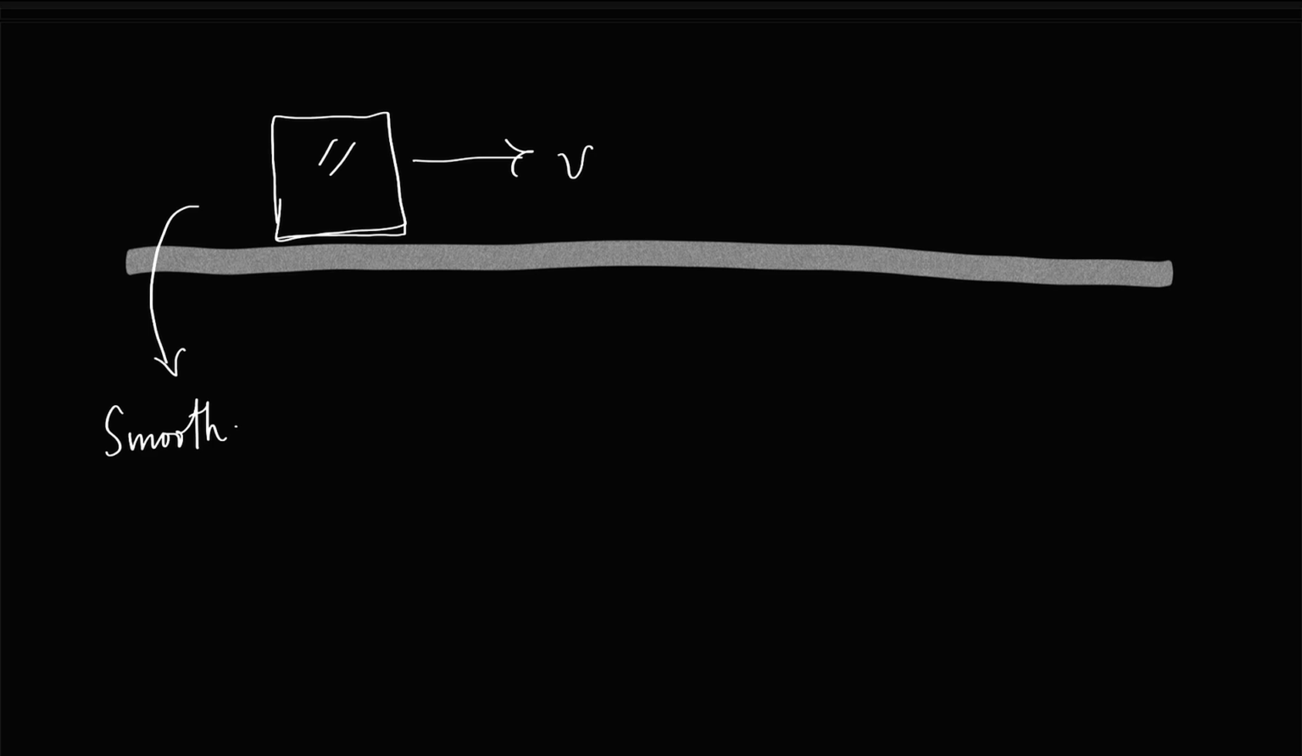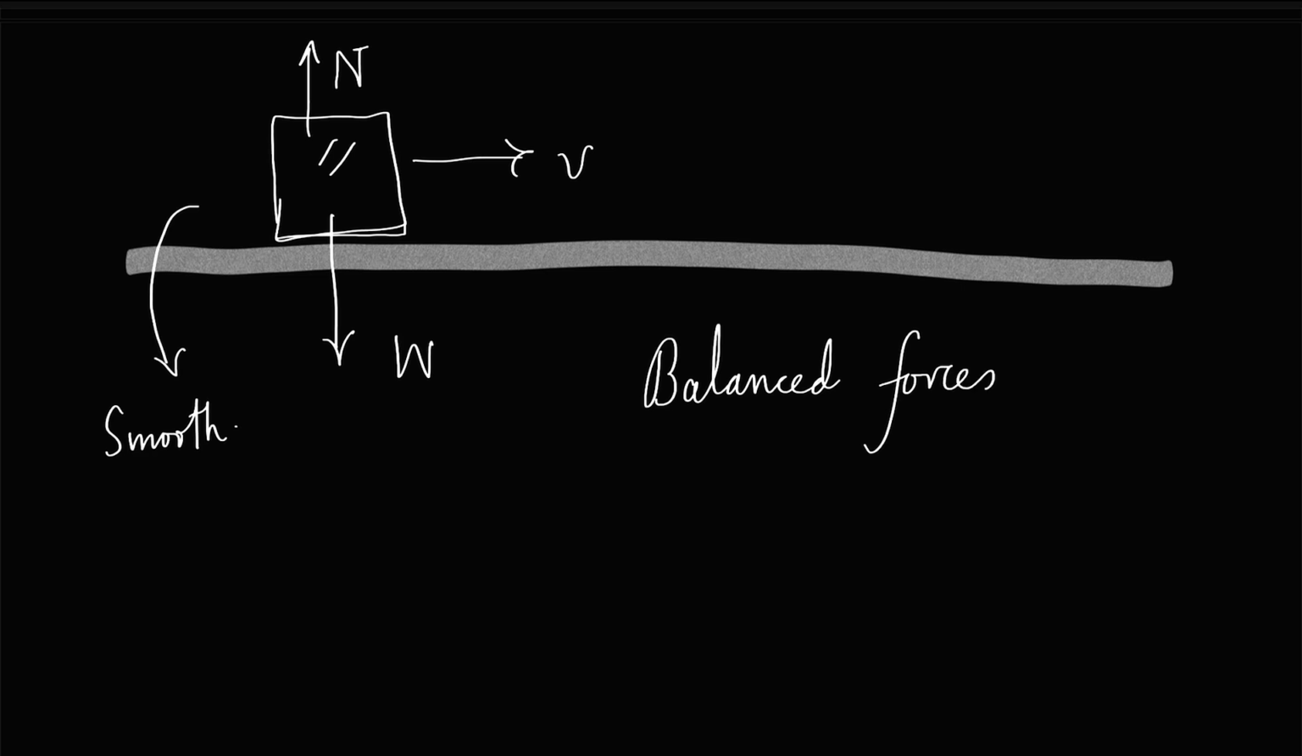Once again, let's see how many forces are present on this object. One of the forces is again the weight, which is balanced by the normal reaction. So this is a case of balanced forces. Since this object is very smooth, there is no reason for this object to slow down. This object will carry on with the same speed forever.